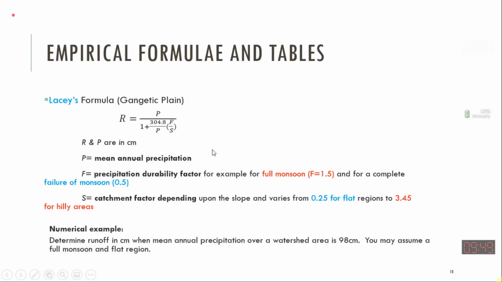And if I ask you that the catchment area is 100 square kilometers, you should be able to convert it into volume units. So you should be able to say that a precipitation of 98 centimeters will give so much volume in cubic meters per second. For that, the area will have to be given to you.